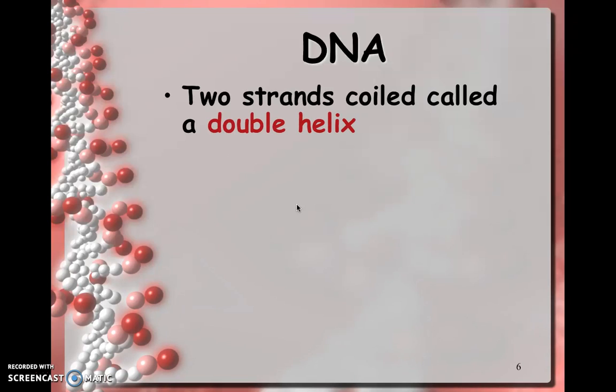It has the 2 strands that are coiled or twisted. We refer to it as a double helix. Because of the 2 strands that are on the outside, it's double, and because of its shape, it's helical in structure.